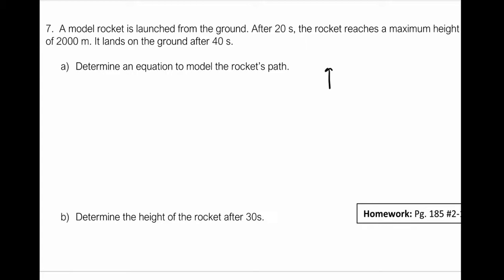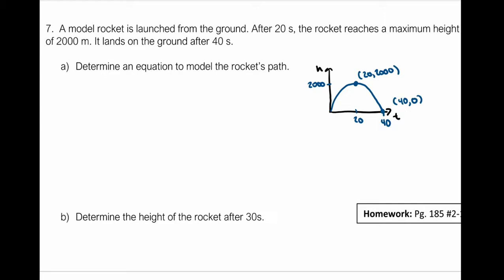If we're going to roughly draw our grid or our graph, we know it launches from the ground and then lands. We're told it lands on the ground at 40 seconds. We're told that it reaches a maximum height of 2,000 at 20 seconds. So that tells us our vertex is 20, 2,000. And we know we have another point over at the bottom at 40 and 0, because again, if our height and our time, we know if it's hit the ground, then the height is 0.